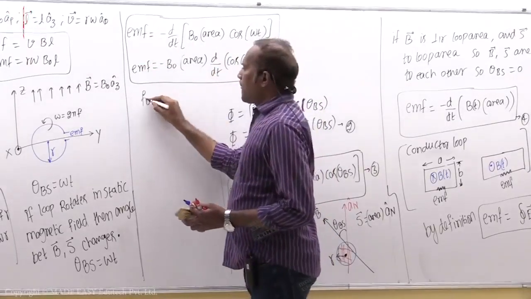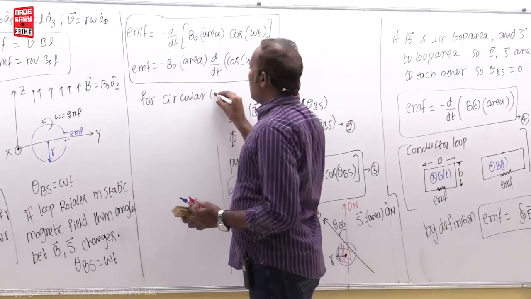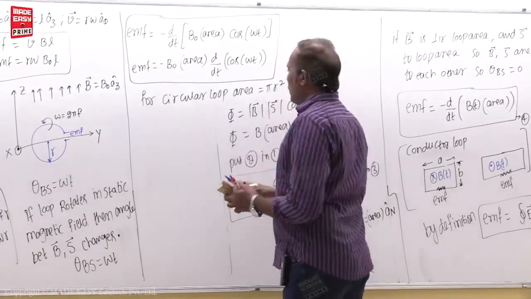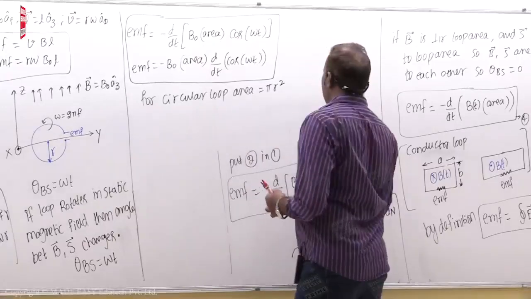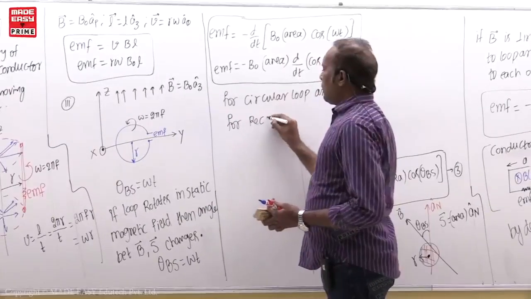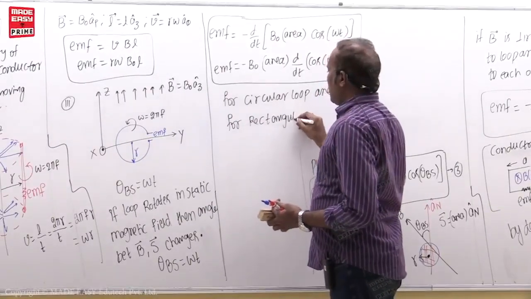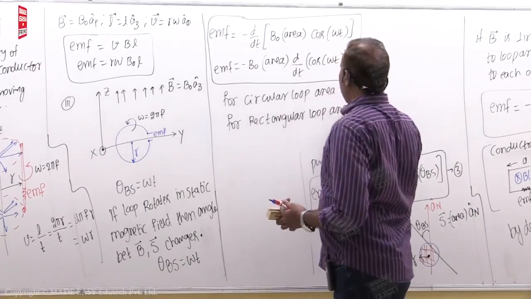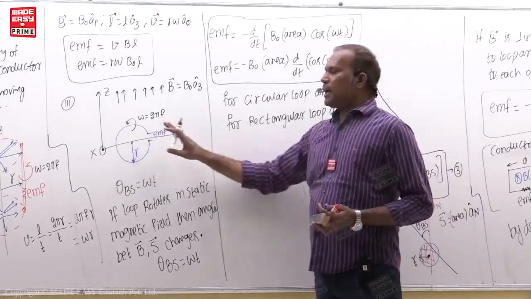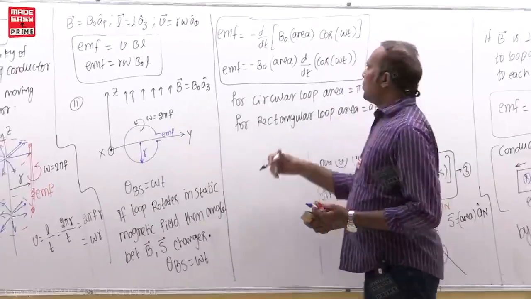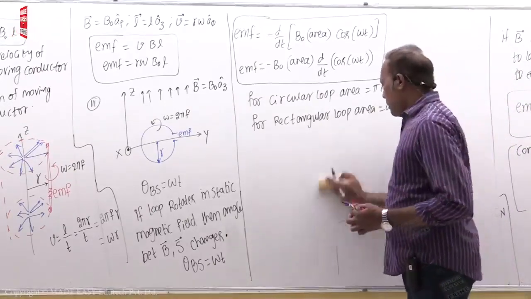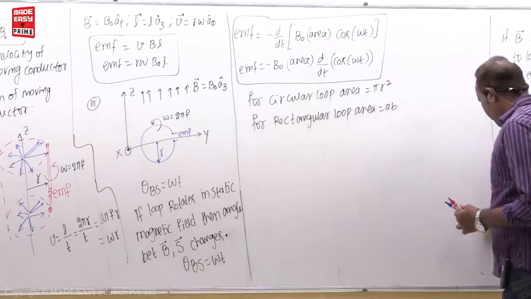For a circular loop, area is equal to pi r square. For a rectangular loop, area is equal to A into B. So in the examination, if you see this type of diagram, then to find how much EMF is induced, you have to use this formula. So these are the cases.